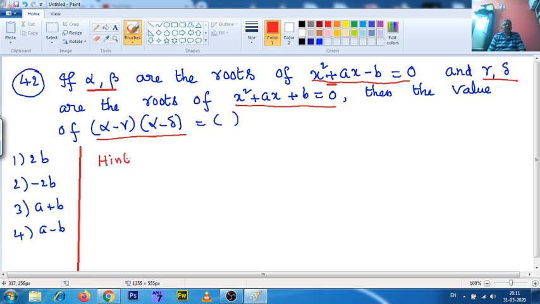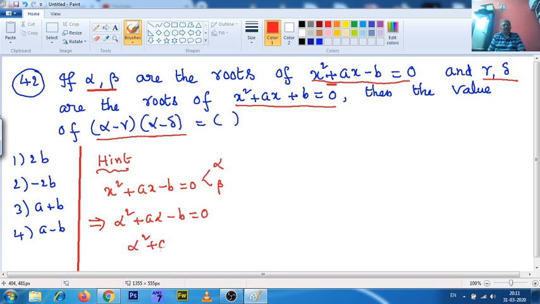So, now as the roots of x square plus ax minus b is equal to 0 are alpha beta, alpha must satisfy this equation. So, we get alpha square plus a alpha minus b equals to 0. Here we get alpha square plus a alpha equals to b. Okay, this we will get it.